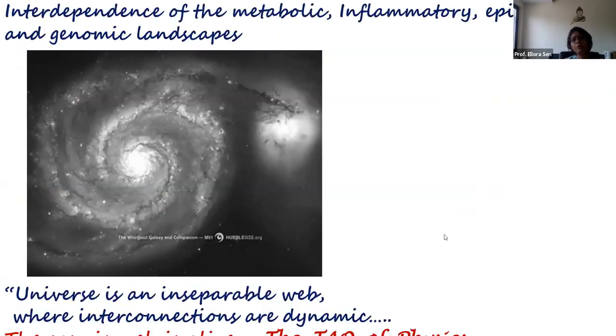But what I would really want to say is that nothing in this universe is unconnected. There is a great deal of dependence of one system on the other, and where the boundary actually merges, there is actually no boundary, and it's a mental concept. There is a boundary between your inflammation, your metabolism, your epigenetic, your genomic landscape. What we are actually showing is that this universe is really an inseparable web where interconnections are dynamic. I've taken it from The Tao of Physics, and very much like our circuit, which exists and is very much alive.